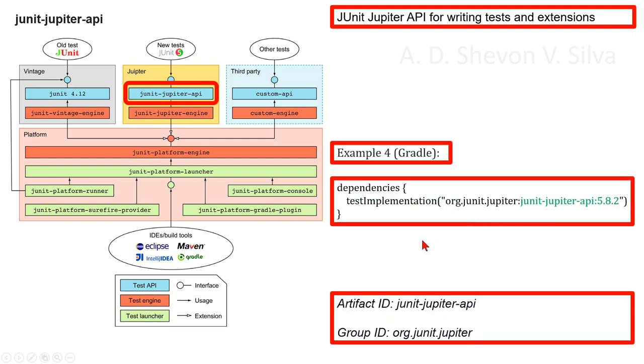As an example four, we can consider this Gradle example. Here you can see the artifact ID junit-jupiter-api. This is in the group org.junit.jupiter.